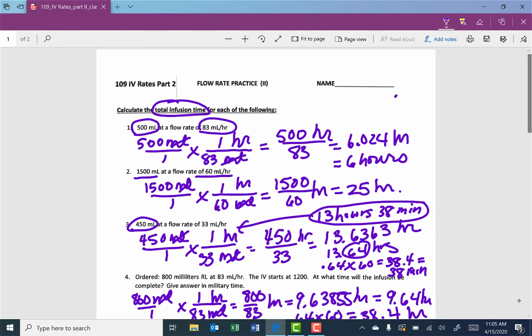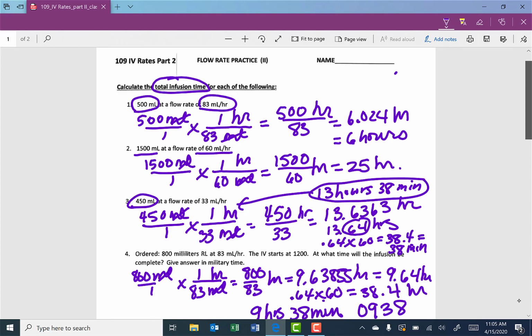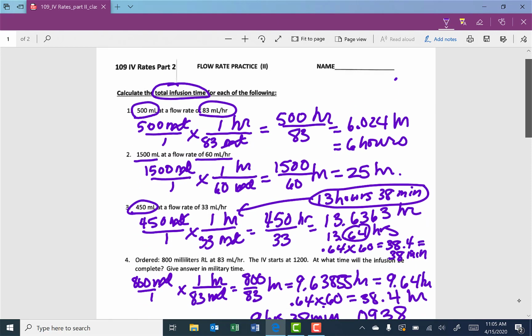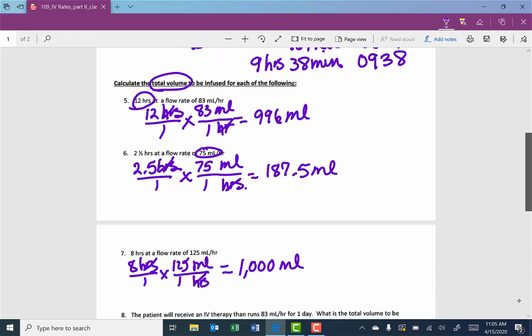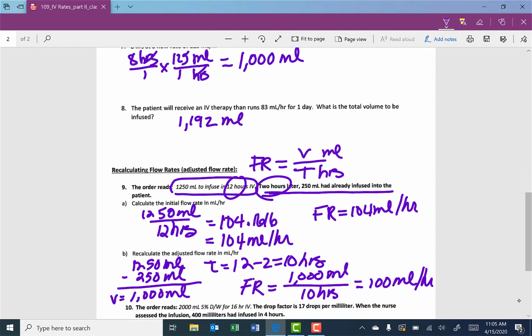This is part 2 of the Math 109 IV rate practice worksheet. And I want to go back to a problem that I had skipped in the first video. Oh, there it is, because I had missed it. Number 8, the patient will receive an IV therapy that runs 83 milliliters per hour for 1 day. What is the total volume to be infused?